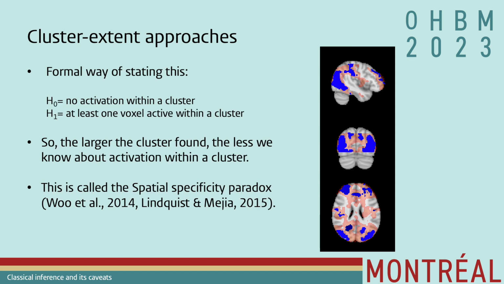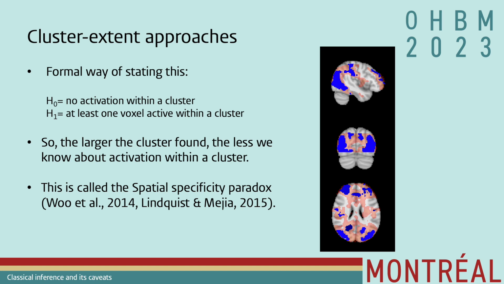An alternative way of stating this is that our null hypothesis is that there is no activation within a cluster because the cluster is not large enough. And the alternative hypothesis, H1, is that there is at least one voxel active within a cluster. This brings us to the spatial specificity paradox. The larger the cluster found, the less we know about activation within a cluster. And this is what we call the spatial specificity paradox.